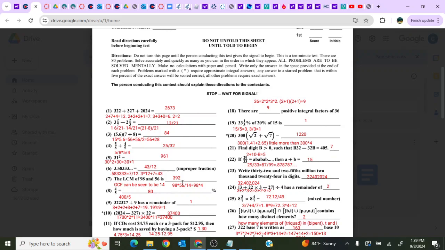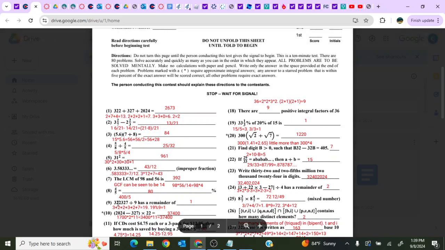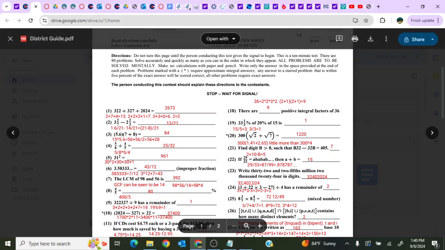Number 8, 4/5 is equal to what percent? Well, to convert to a percentage, you multiply the numerator by 100. 400 over 5 is 80%. Number 9, remainder when a number is divided by 9, you add up all the digits and then take the remainder when that is divided by 9. So if you add all these things up, you get 19. 19 divided by 9 has a remainder of 1.